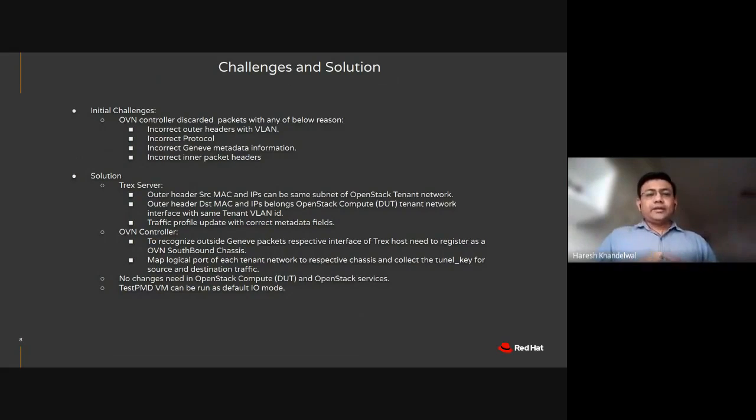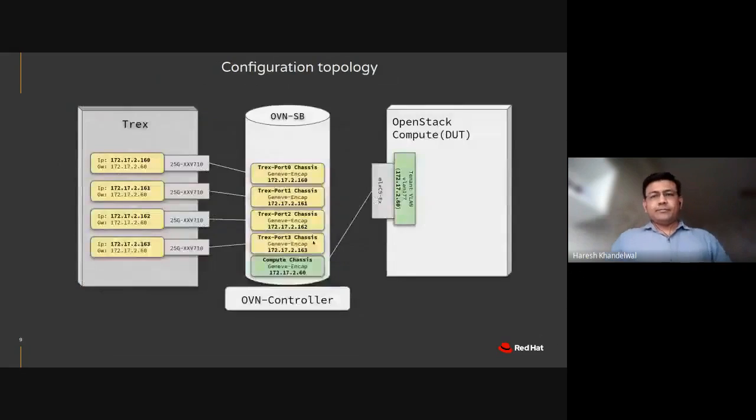We don't require any other changes in any OpenStack services or on the DUT apart from the changes which I told you. The VM which we used on the DUT is testpmd, which takes the benefit of the fast DPDK data path, so we can have line rate throughput numbers. Yeah, shall we move to the next slide? Yeah, please carry on, Pradipta.